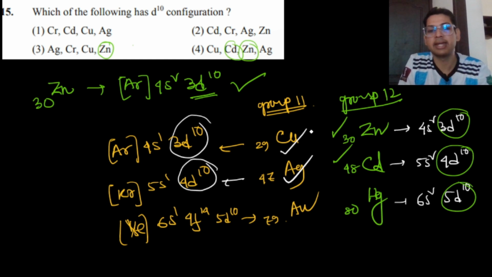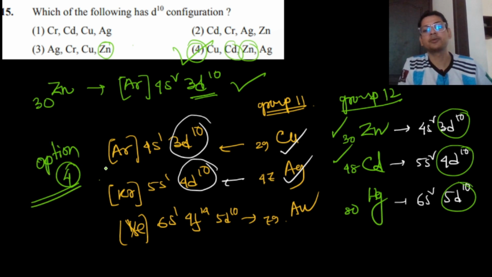So copper and Ag are also having d10 configuration. Sir, all are having d10 configuration in option number 4. Yes, option number 4 will be your answer. By this way you have to do these questions. Okay, very easy, we can do this question this way.